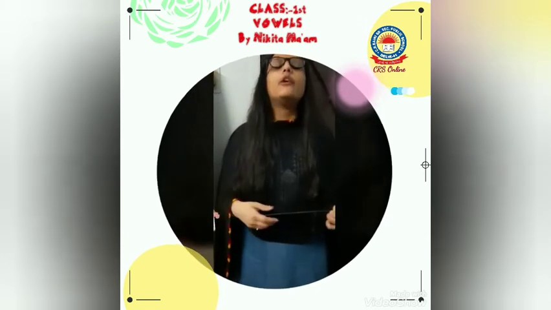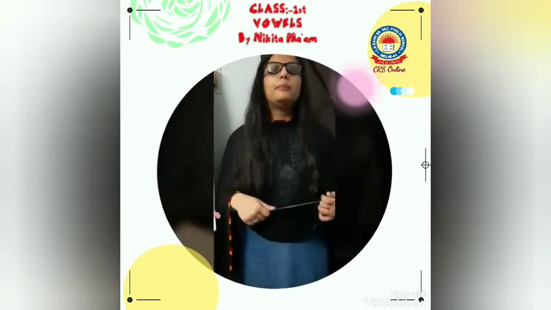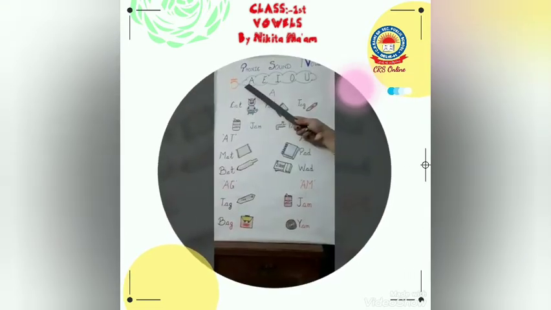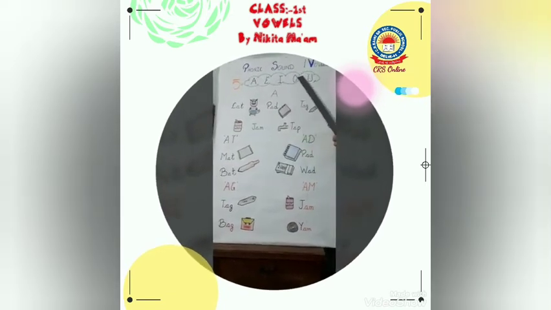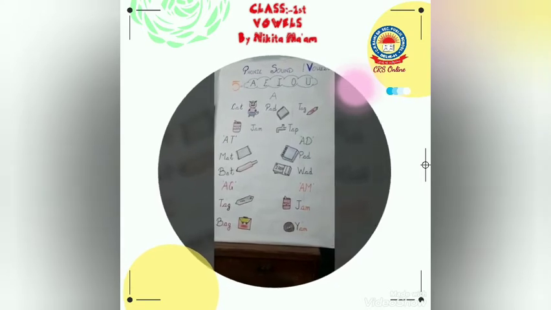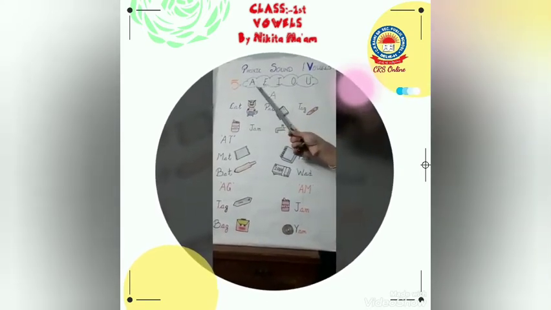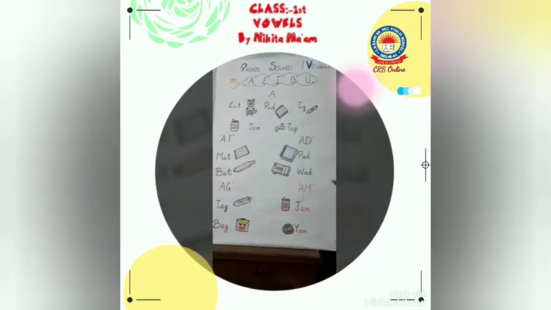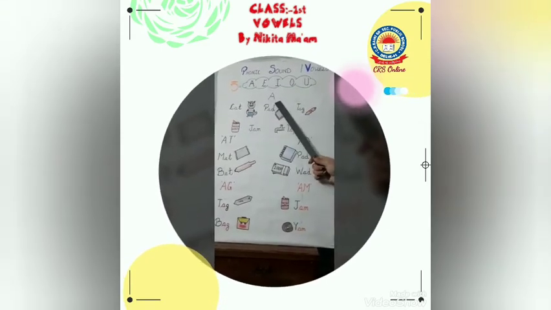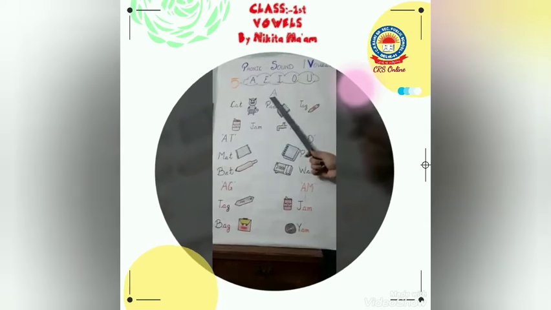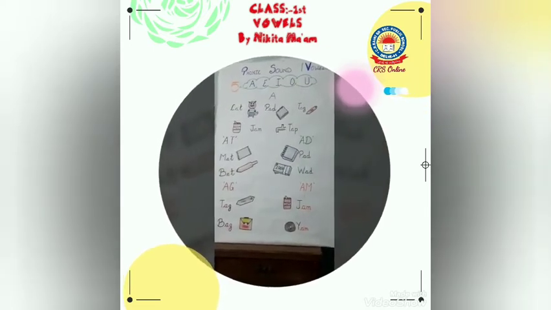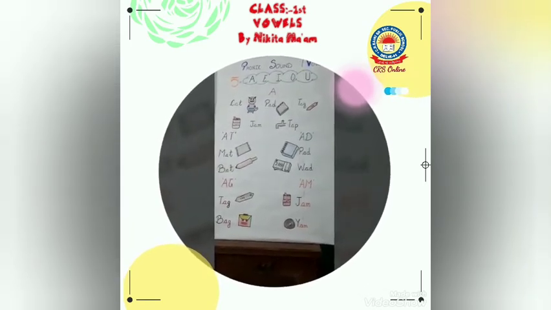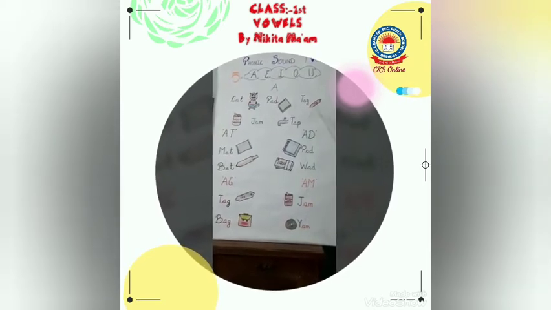What are vowels? Vowels are the sounds produced by letters. There are five vowels, namely A, E, I, O, U. Let's begin with our first vowel, that is A. The sound produced by A is A. There are many words in which we use the vowel A, but we have taken only five words so that it can be clear.